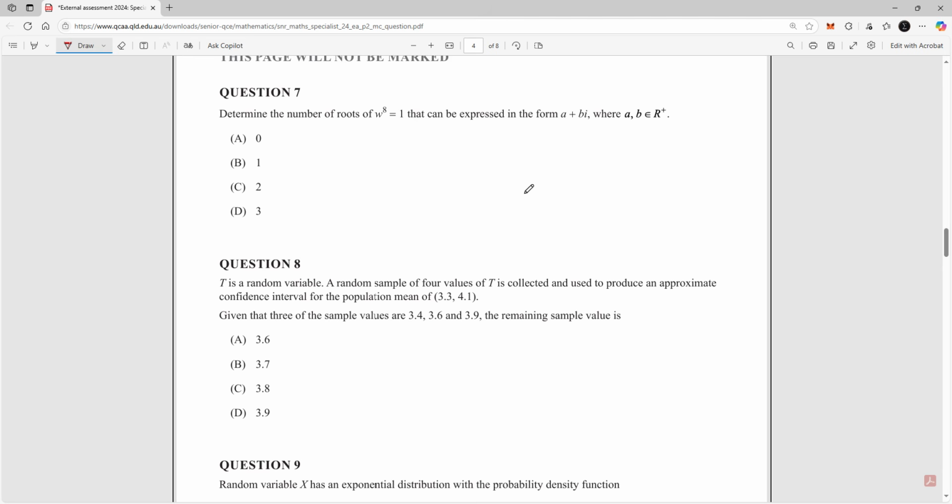Okay. Now, this one here was a little bit tricky, question 7. But it's actually quite clever how they answer it, okay? So all we got to do is read the question. They're not asking you to solve for it. They're asking for the number of roots, okay?